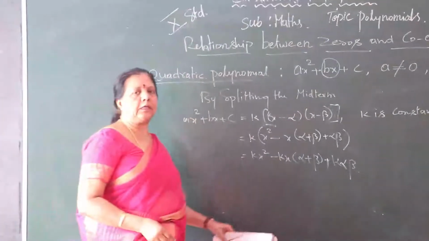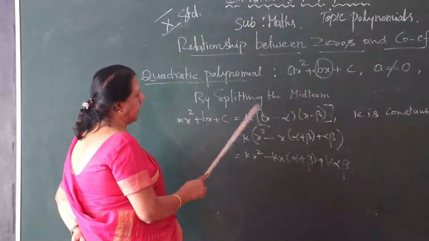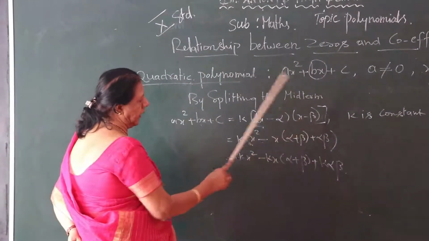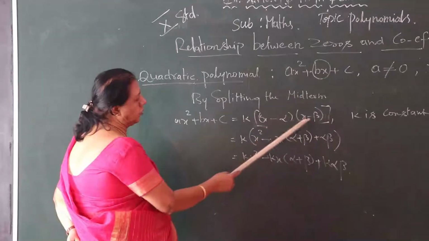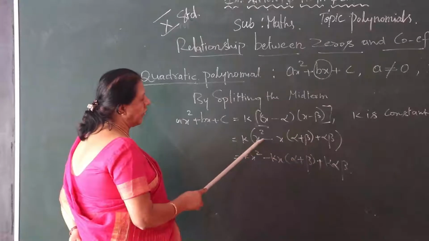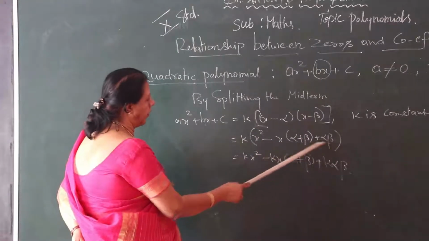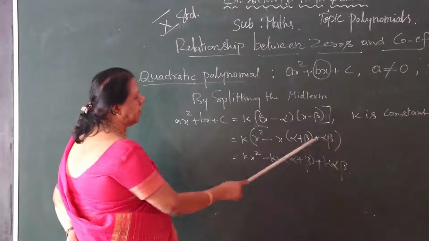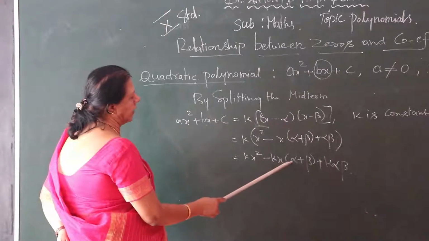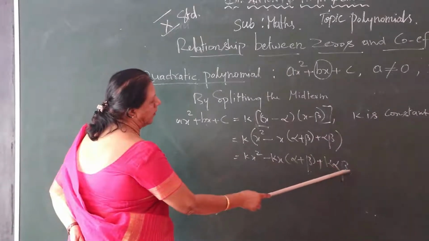Try your level best, children. Have you followed up? So the middle term is k times x minus alpha, x minus beta. Multiply these two, you are getting this result: k of x square minus x of alpha plus beta plus alpha beta. Multiply all these terms by k: k x square minus kx alpha plus beta plus k alpha beta.